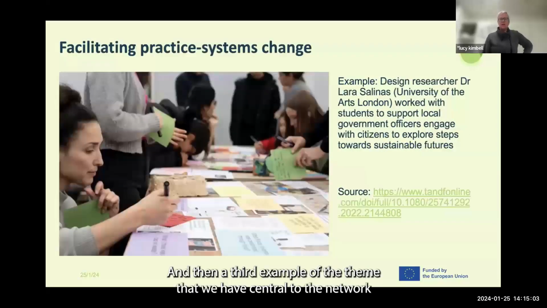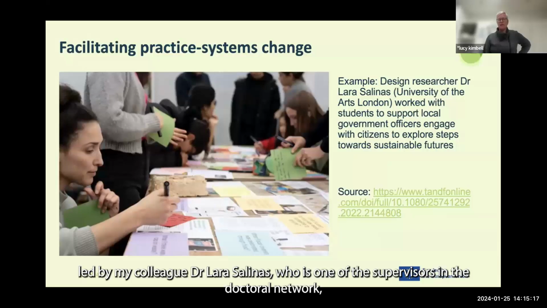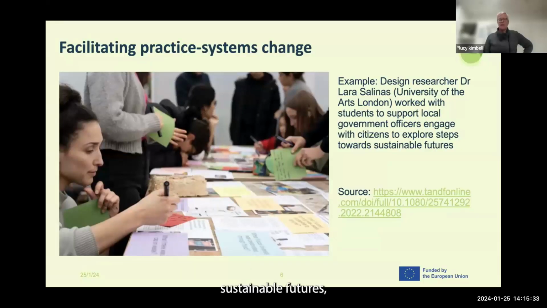And then a third example, or rather theme, that we have central to the network is the question of how to facilitate practice systems change. And this example is specifically around climate transitions, led by my colleague, Dr. Lara Salinas, who is one of the supervisors in the doctoral network. And she worked with her students and also local government officers and also local communities, citizens to work together to explore sustainable futures and particularly focusing on connecting up different activities and leading to systemic change, not just designing services.